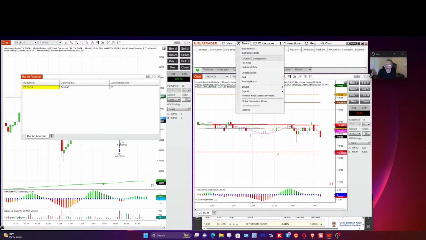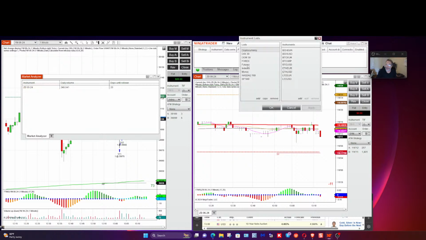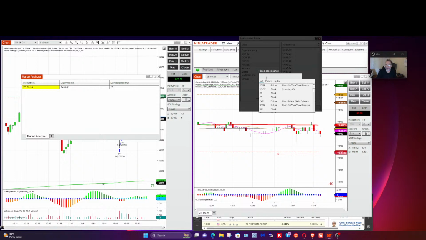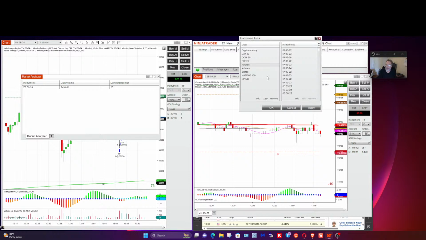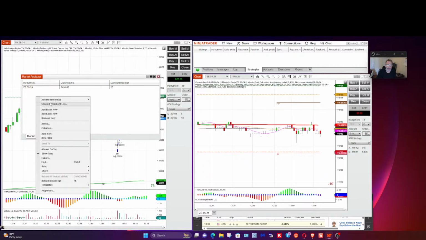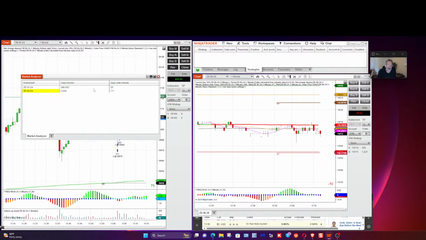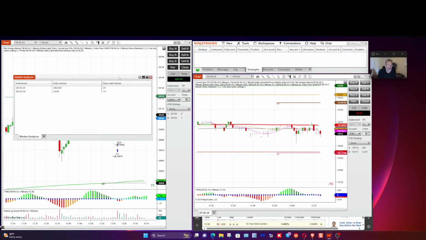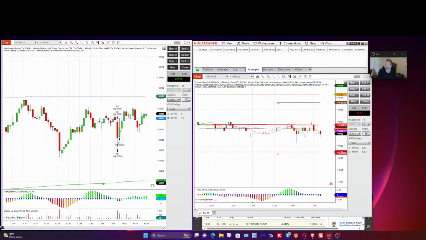No. Instrument lists, add ZB. The next contract is ZB924. I think there's no volume on 9 as well. Yeah, there's no volume yet on the future contract. It just seems like liquidity is low at the moment.